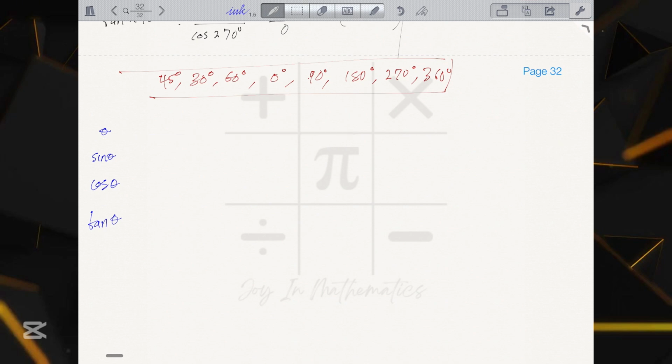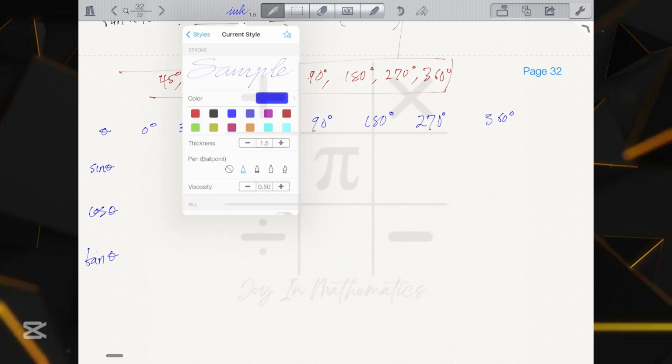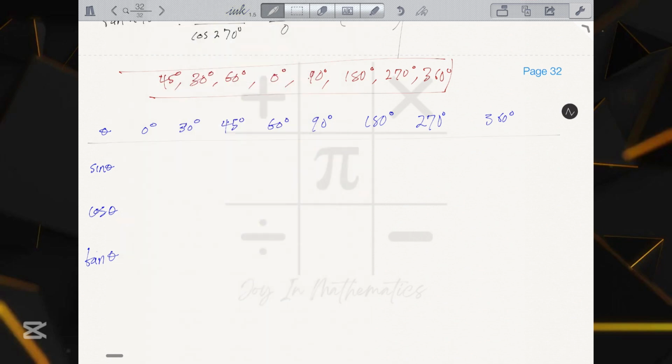So we'll be looking at 0 degrees, 30 degrees, 45 degrees in increasing order, 60 degrees, 90 degrees, 180 degrees. After 180 we'll have 270 degrees and 360 degrees. So let's expand this just for ease while we write the answers. It's a table. Let's draw the lines.